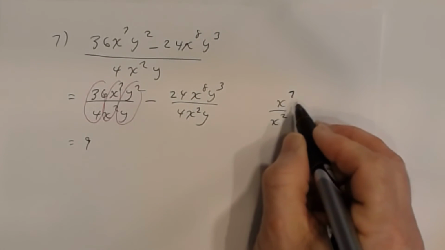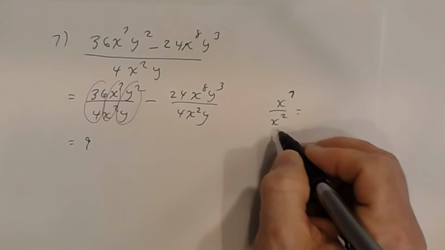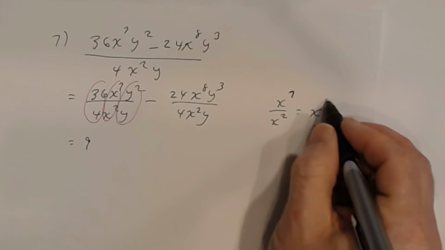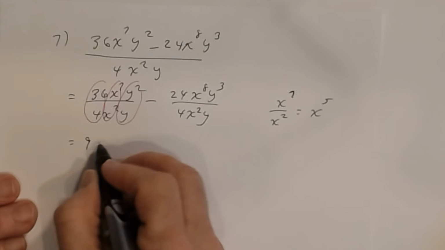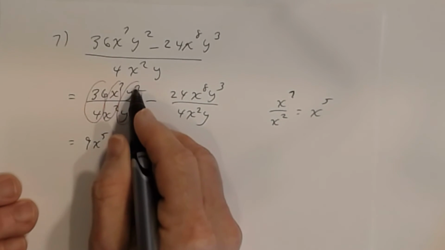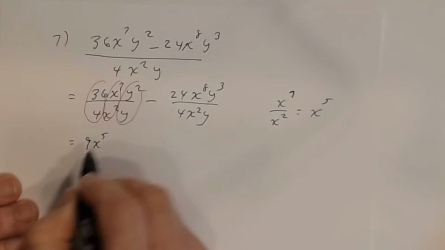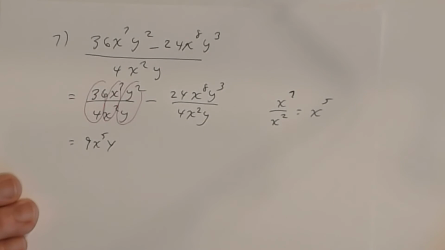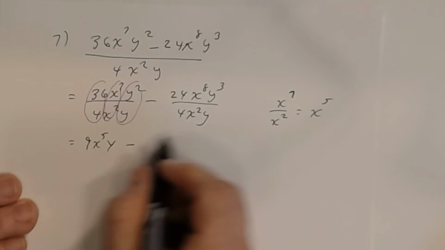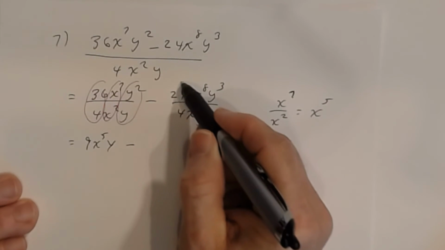You have 7 factors of x in the numerator, 2 factors of x in the denominator. You're going to have how many left? 5. So 5 factors of x. 2 factors of y, 1 factor of y, you have 1. So this is this. Minus, do the same thing if you have to.